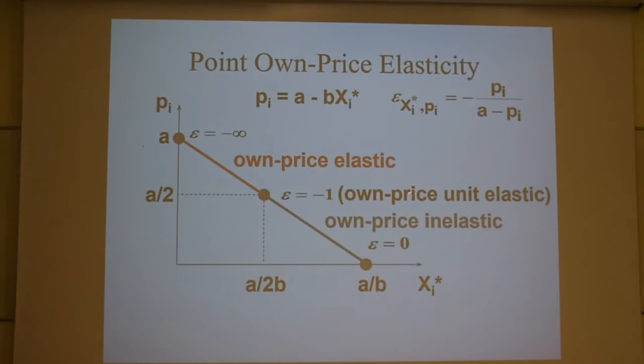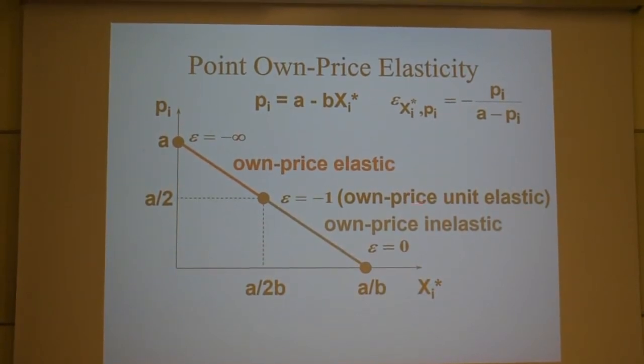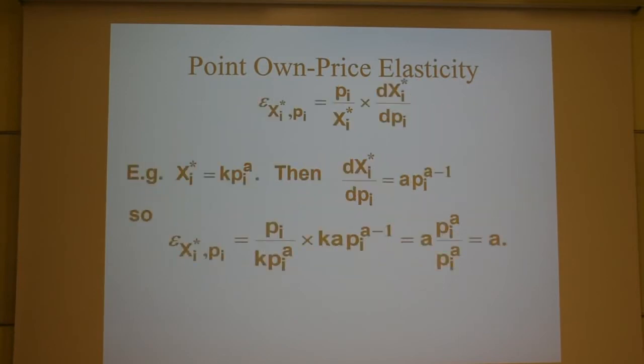So this is price unit elastic. Okay, unit elastic, 1% versus 1%. So now we take another, so this is the formula. This is the derivative actually. And let's say that I'm talking about a demand function which is just some constant times p_i to the a. Okay, so that's how x_i depends on p_i.